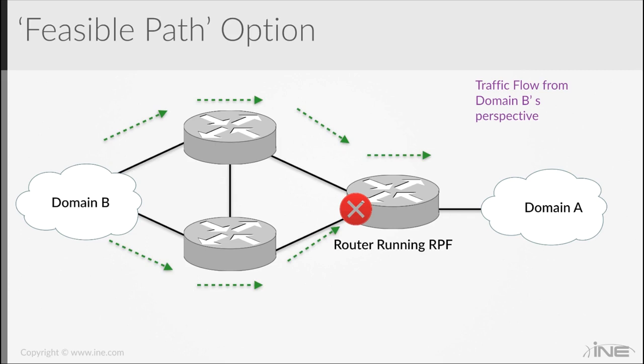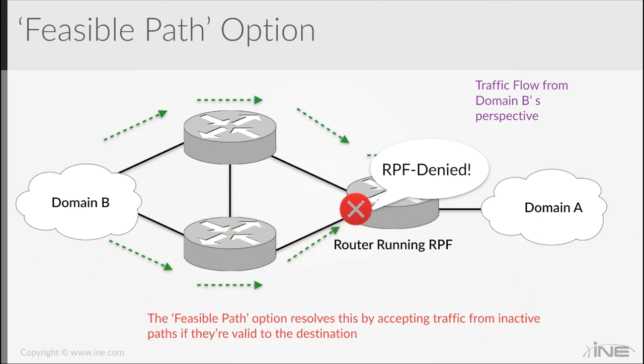Now, using the feasible path option is what will allow us to enable this behavior. The feasible path option will allow us to receive traffic even from inactive paths. Again, we're talking about the outbound perspective. There's one inactive path, but from the inbound perspective, from the other domain, they take it as a valid path. So it's an asymmetric situation. If we enable the feasible path option, we are going to be allowing this to pass RPF checks. So it's important for you to know this.